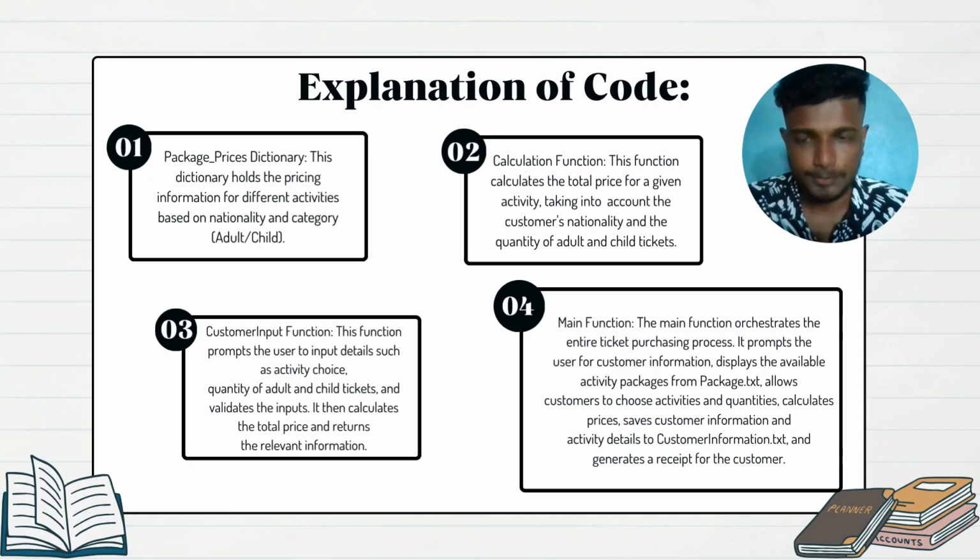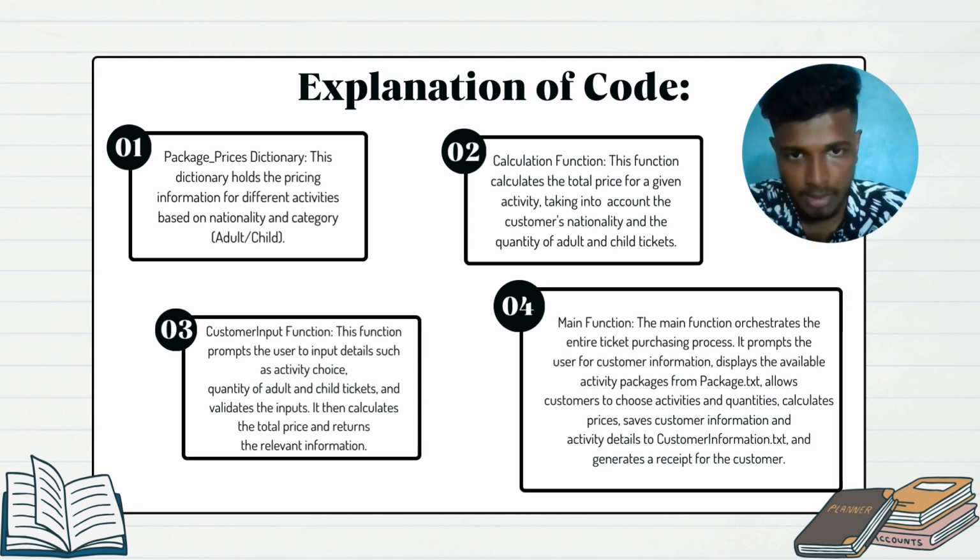Explanation of the code. First, we use the package prices dictionary. In this dictionary, we hold the pricing information for different activities based on nationality and category for adult and child. Next, we use the calculation function. This function calculates the total price for a given activity, taking into account the customer nationality and the quantity of adult and child tickets.